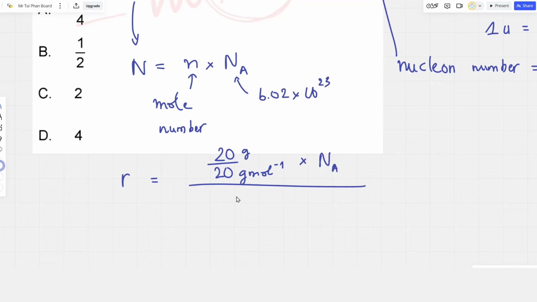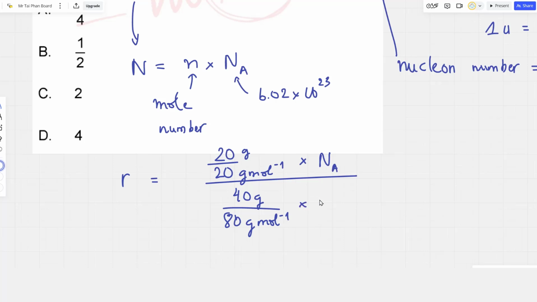At the bottom we have 40 gram of krypton, but the molar mass is 80 gram per mole, and therefore the number of moles at the bottom is half the number of moles on the top, right? Simplify the Avogadro number there, which means this is 1 mole on the top and half mole at the bottom, and therefore this ratio is 2. The answer is this one.